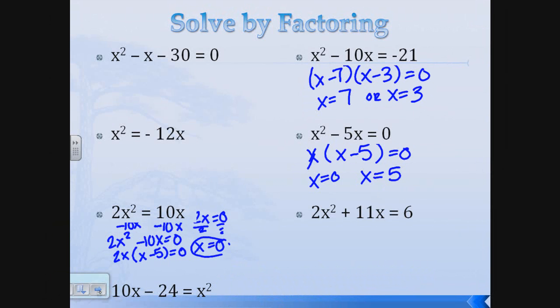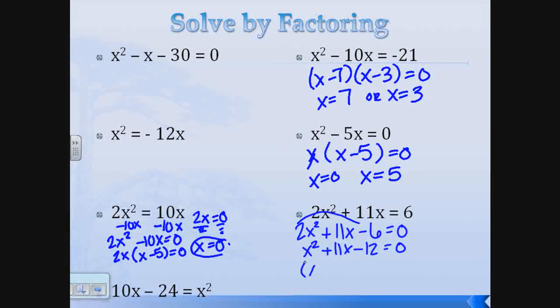Last one. On this one, you want to begin by moving the 6 over so that it becomes 2x squared plus 11x minus 6 equals 0. Multiply the 2 times negative 6 so it becomes x squared plus 11x minus 12 equals 0. Factors of negative 12 that make 11 would be x plus 12 and x minus 1.